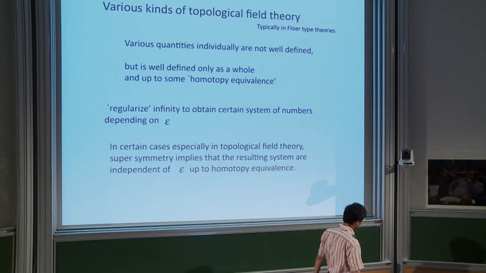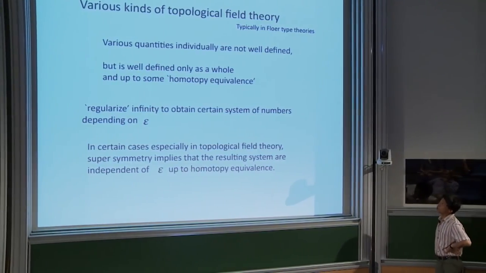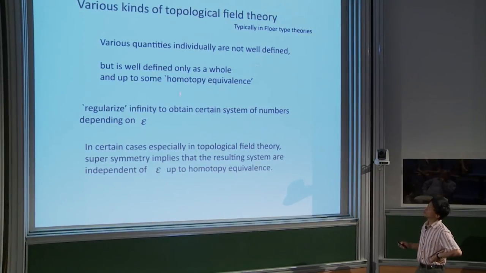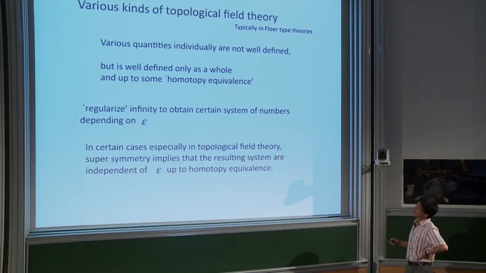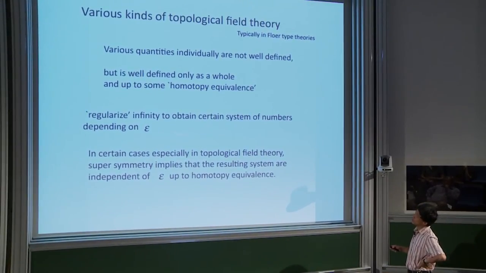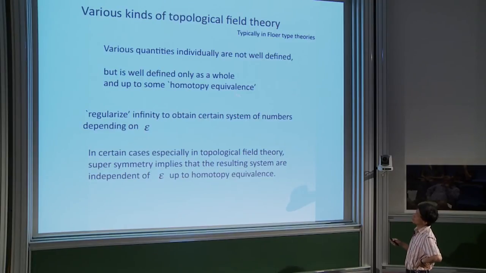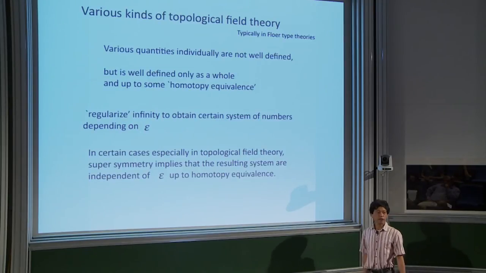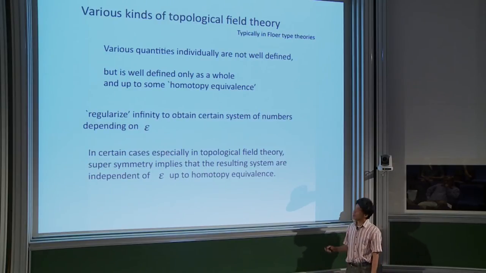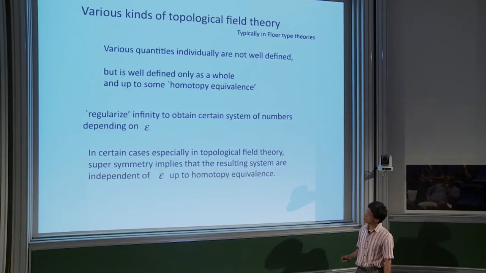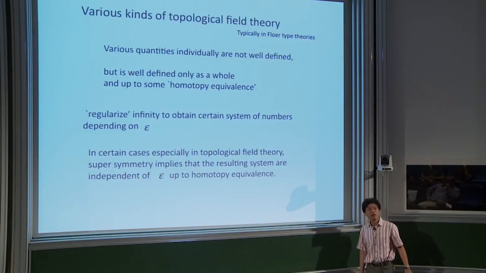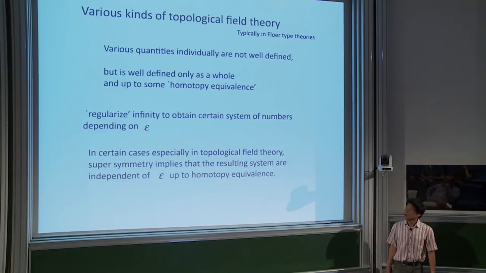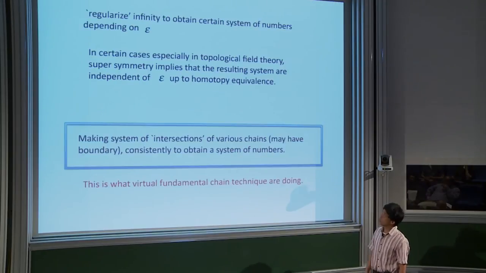Okay, so this is what I want to say. About this topological field theory, we need to define various quantities which are not well defined, and we define something only up to homotopy equivalence. We have some bad intersection theory, so we want to perturb so that we get well-defined numbers, but then this number depends on epsilon. It's a parameter you perturb, and the number itself may depend on epsilon, but if there is some supersymmetry, then this is independent of epsilon up to some kind of homotopy equivalence. So how to handle this kind of situation in general is a theme of these virtual fundamental chain techniques. But rather than going to that directly, I want to explain one particular example.